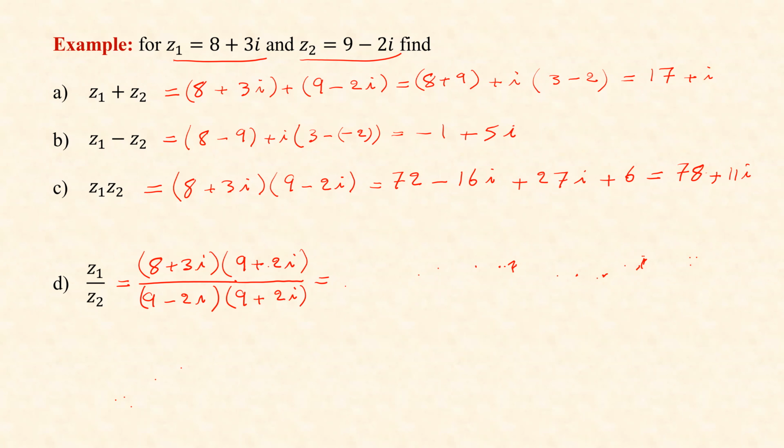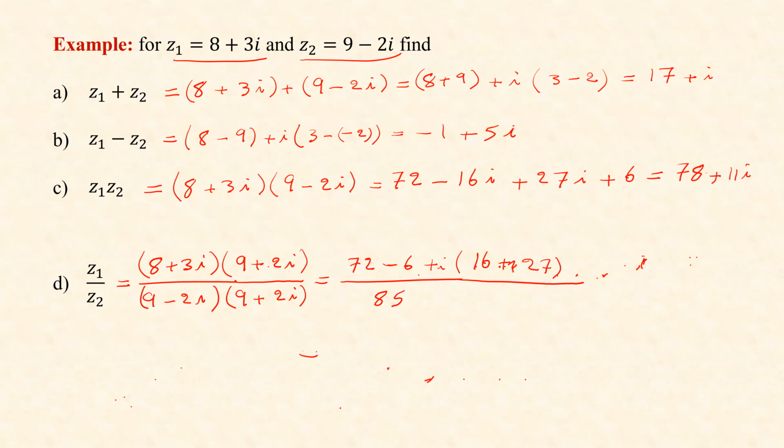So in the denominator, we get 9 squared, which is 81, plus 2 squared, which is 85. In the numerator, we have 8 times 9, 72, and then minus 3 times 2, 6, plus I times, I can't get rid of these now, 8 times 2 is 16, plus 3 times 9, 27.